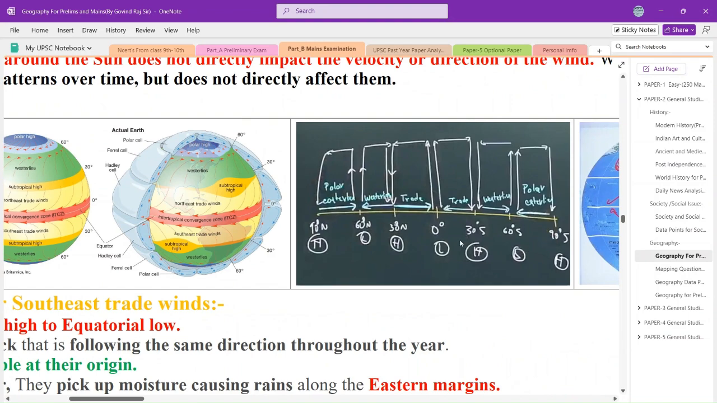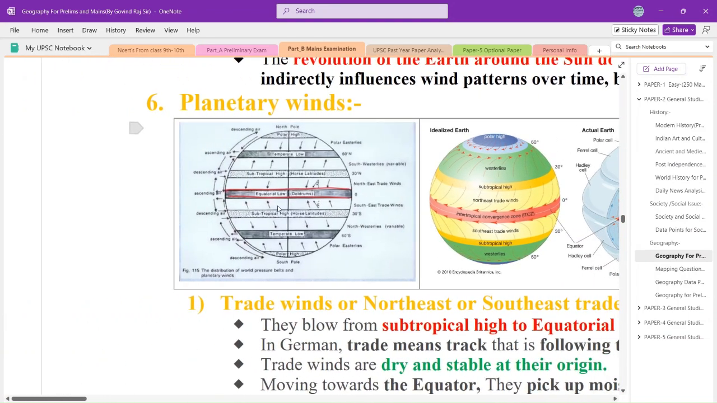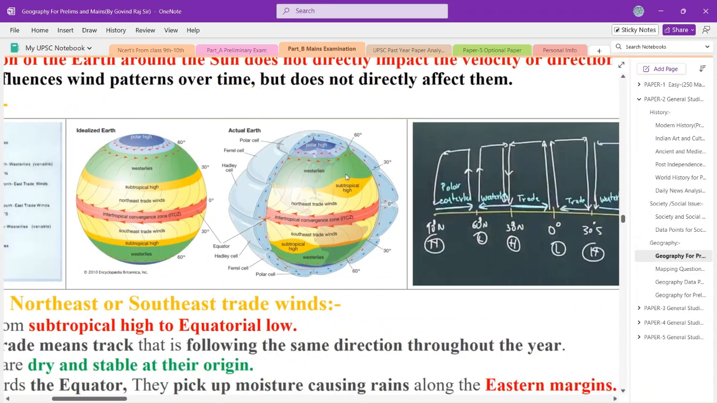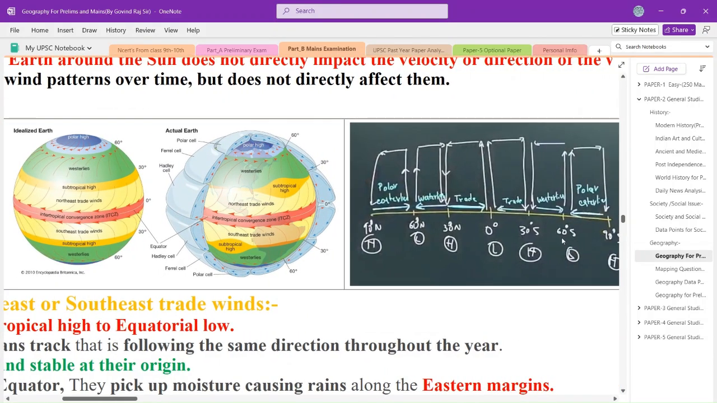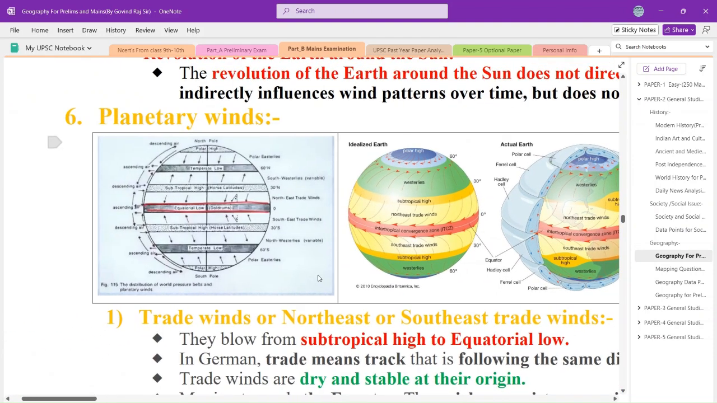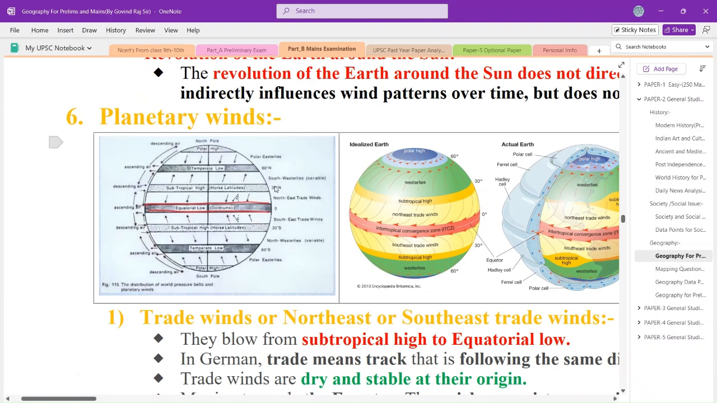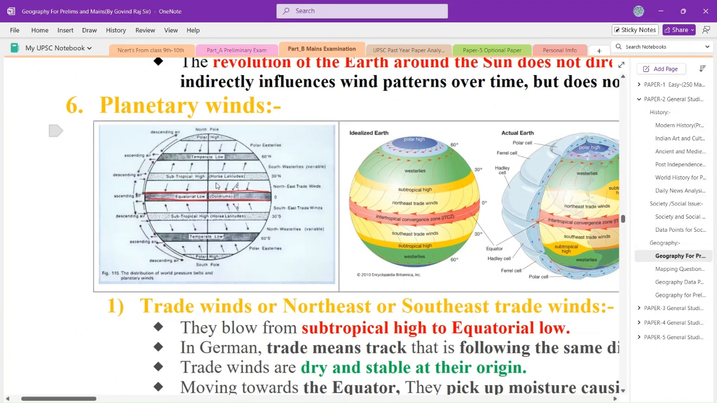At 90 degree we have high pressure. Simple way: at 30 degree we have high pressure, so winds move from 30 to 60, because at 60 we have low pressure. Winds move from high pressure to low pressure. The winds that move in the northern hemisphere from 30 to 60 degree north are called westerlies, because they seem to be coming from the western direction. North, south, east, and west.